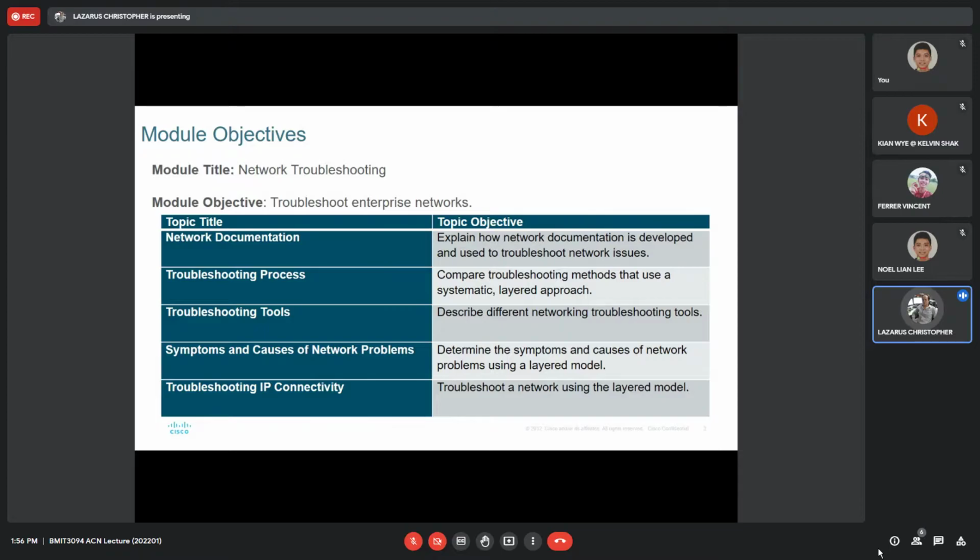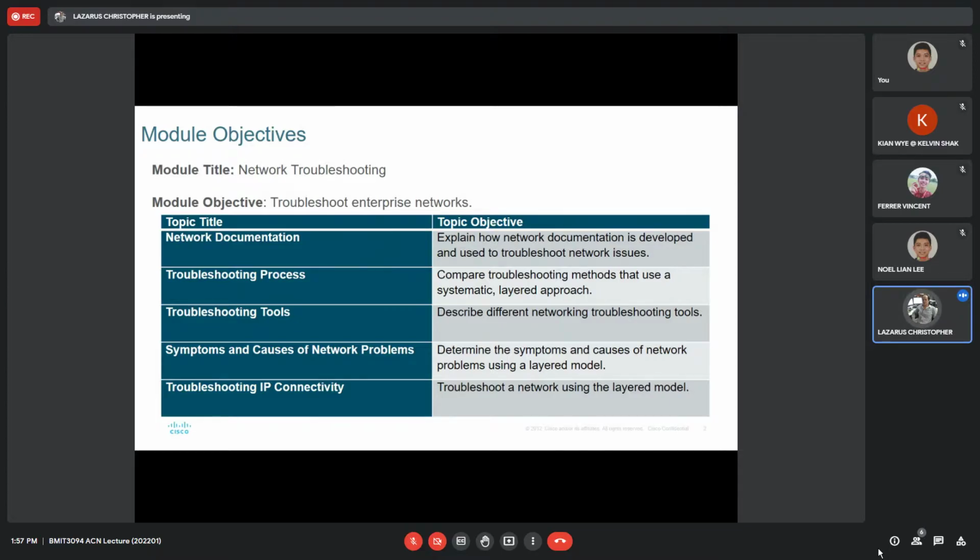Then what are the tools that you can use to do the troubleshooting? Okay, these tools are networking tools, right? And then we look at some possible symptoms, generic symptoms that are encountered by network administrators. Okay, typical ones, typical symptoms. And usually, what are the causes of the network problems? But we codify the knowledge here. Okay, and then finally, we look at how to troubleshoot IP connectivity.